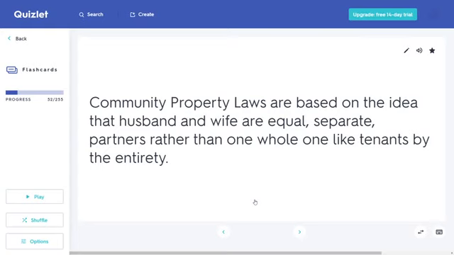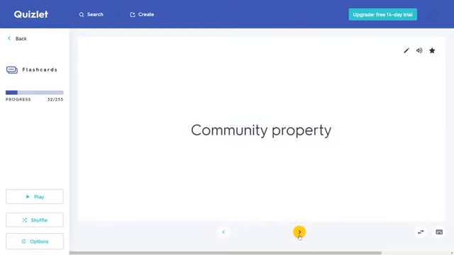So, in community property law states, they have this idea that husband and wife are equal, separate partners rather than one whole one. In tenants by the entirety, which we'll see later, it's one whole one, like one whole entity, and community property is they're separate entities. So, that's pretty much that on that one.